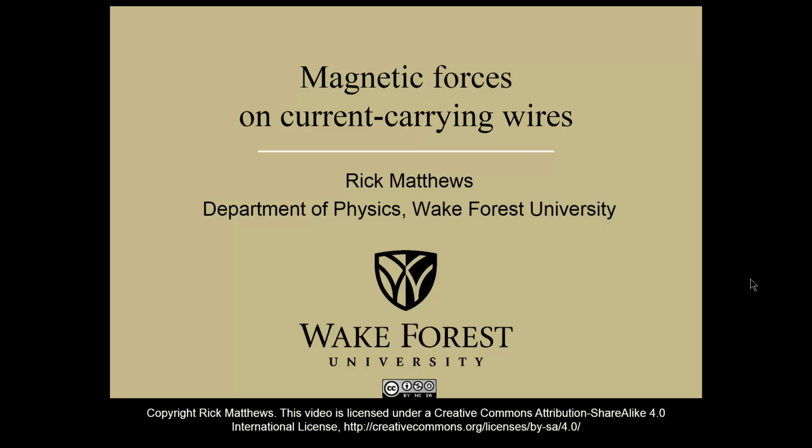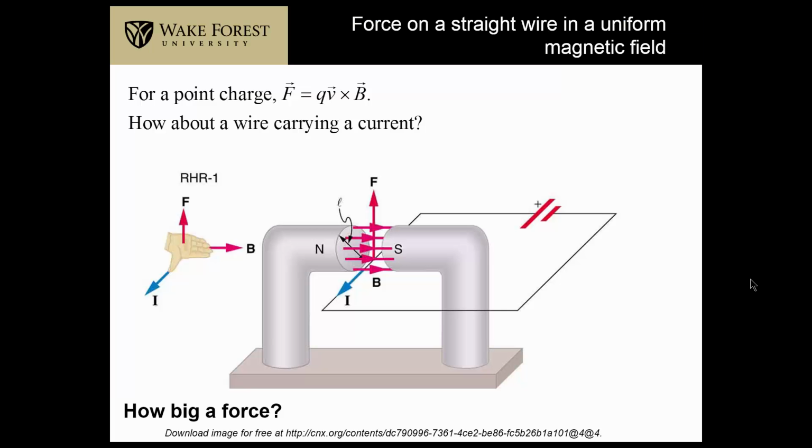Magnetic forces on current carrying wires. Let's consider the force on a straight wire in a uniform magnetic field B. For a point charge, the force F is equal to qv cross B. How about for a wire carrying a current?